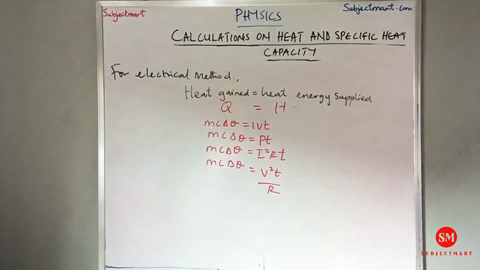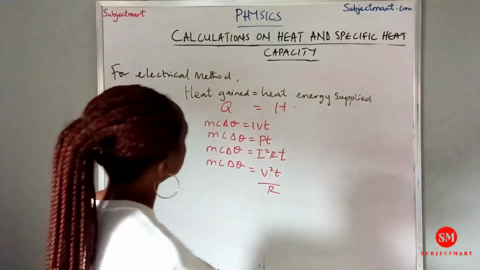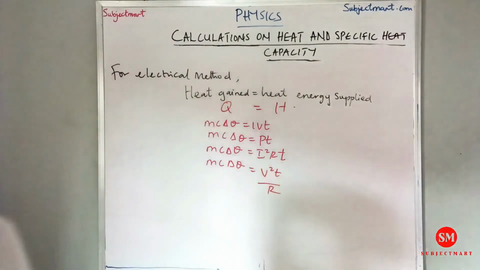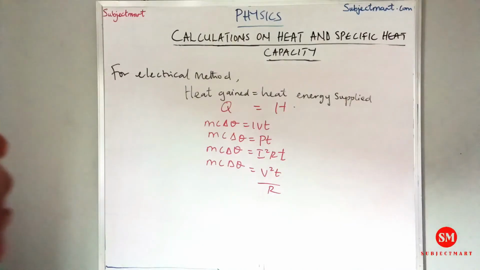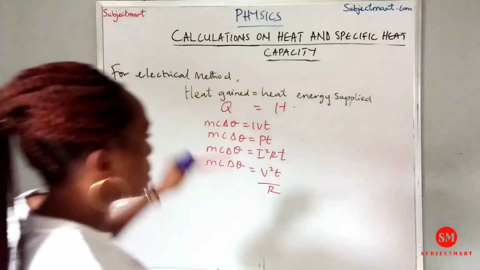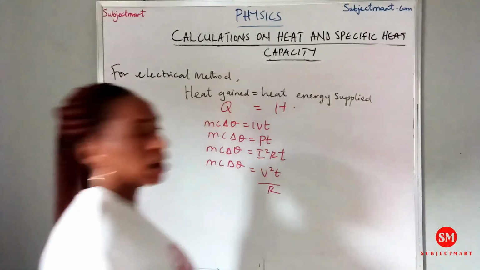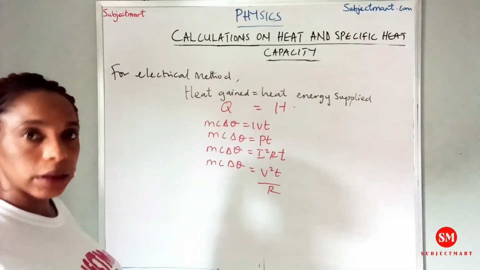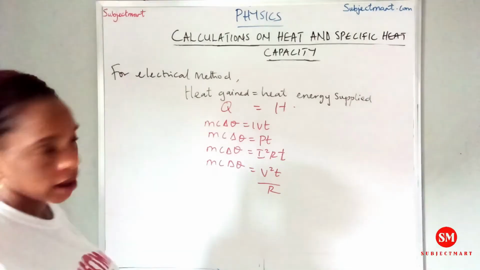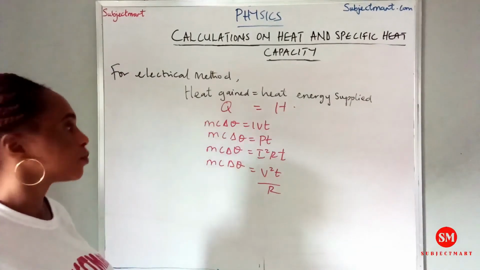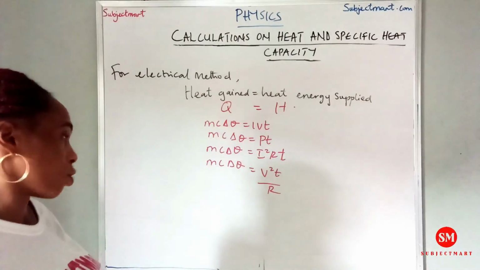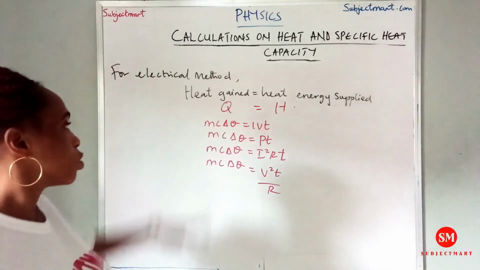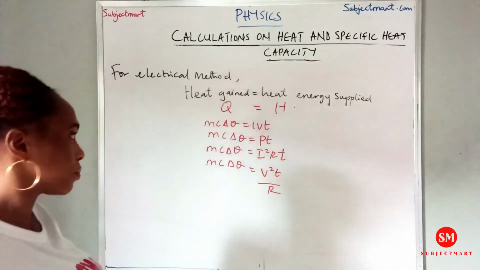Another thing I would like to discuss is the electrical method. Electrical method of calculating specific heat capacity. The heat gained is equal to the heat energy supplied. The heat energy supplied by the heater is equal to the heat gained by the water. So Q is equal to H.